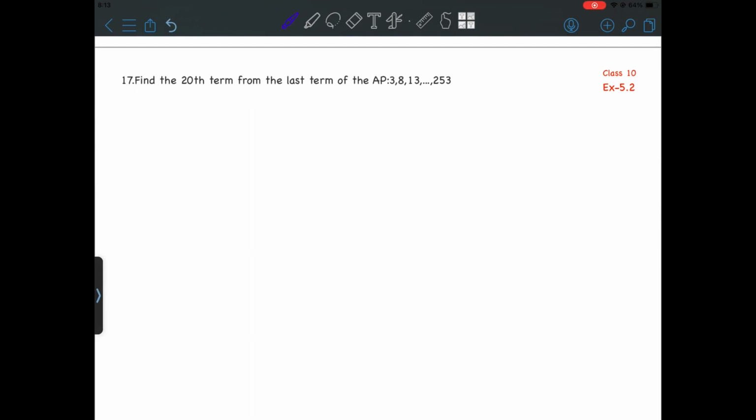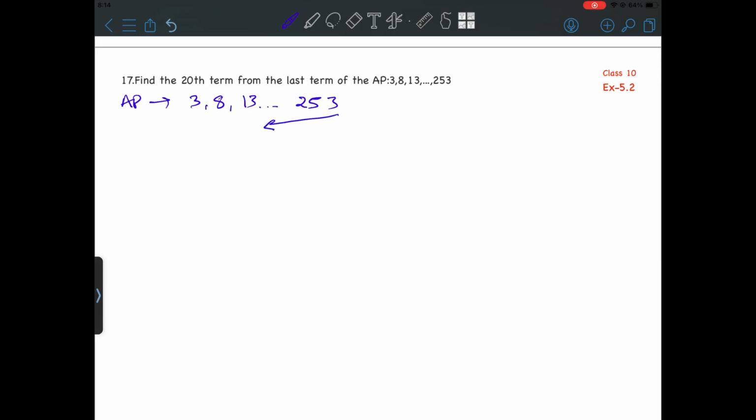It says to find the 20th term from the last term of this AP. The AP given to us is 3, 8, 13 and so on up to 253. Right. So here what is happening? They're asking for the 20th term from the last term, not from the first.